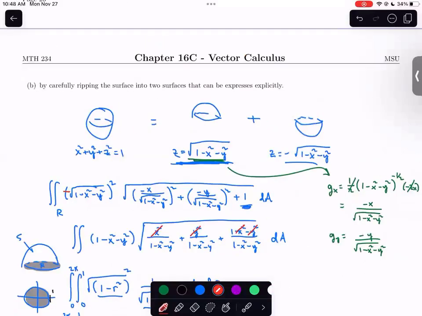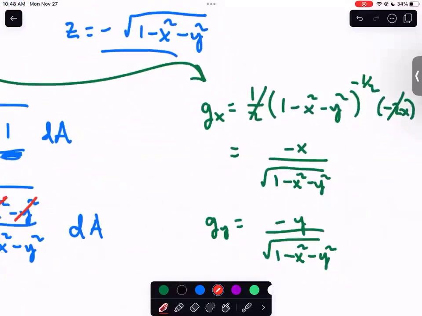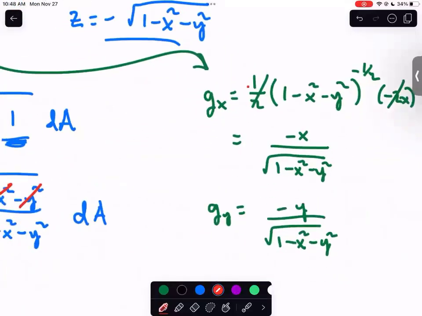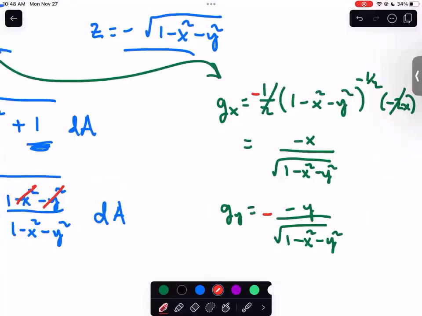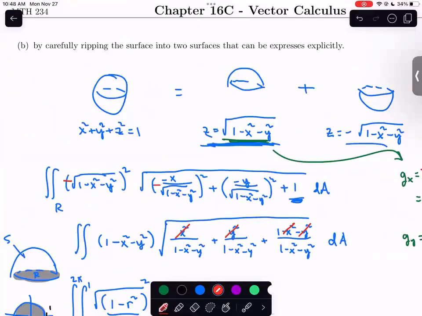Also notice that when you take these derivatives, our g sub x and our g sub y, there would be extra negatives here. But again, when you square these things, they become positive. So it doesn't actually matter in this case if there are these extra negatives or not, because there's a lot of squaring going on here.